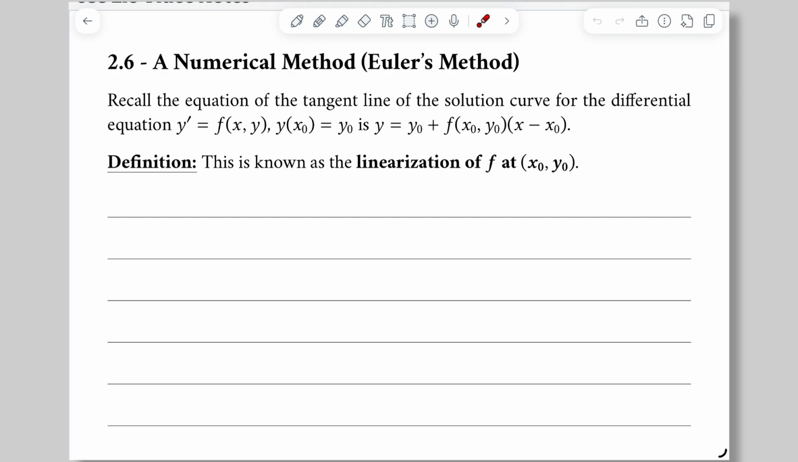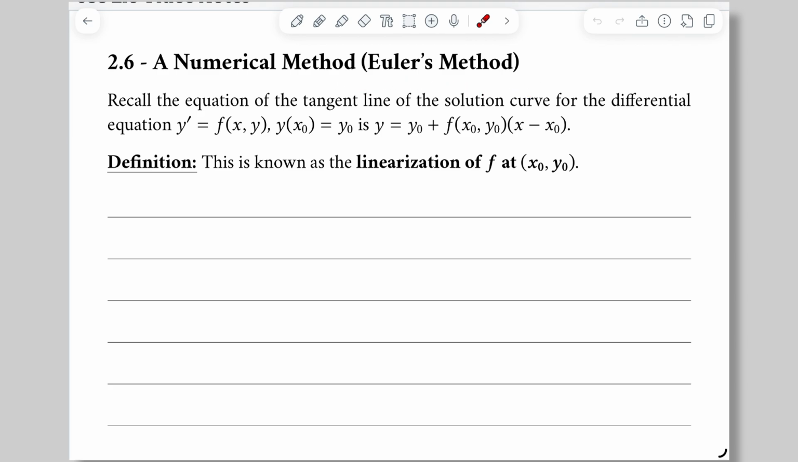There are times that a solution to a differential equation is either difficult or impossible to obtain, or we just need approximations to points on the curve, and in such cases we use what we call numerical methods. This set of videos is about one numerical method called Euler's method.